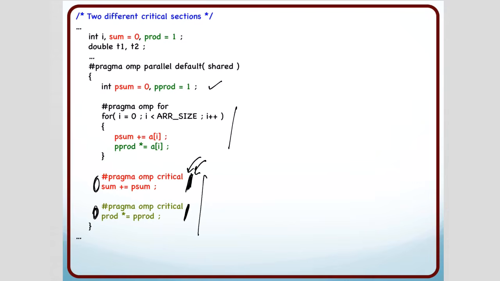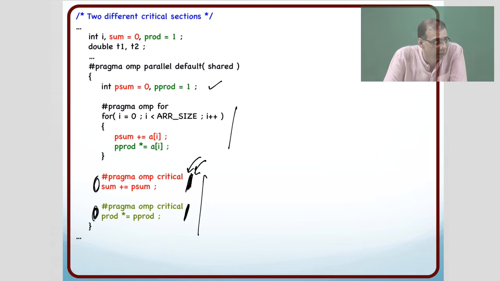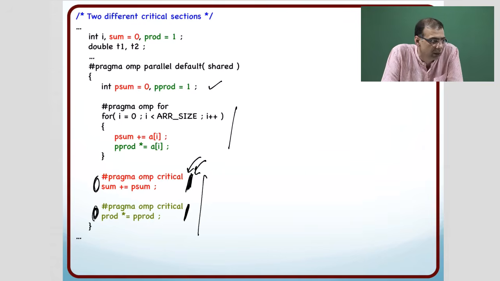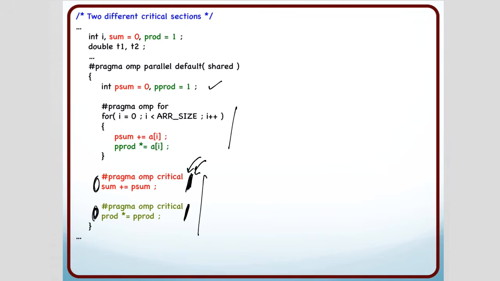Because I am updating product and another thread is updating sum, so I don't care. It's not going to cause any race conditions, right? What I want is that two threads should not simultaneously be updating sum, or two threads should not be simultaneously updating prod. But it's fine if one thread is updating sum and one thread is updating prod. I don't want to serialize that. So critical section does not do that for you, right?